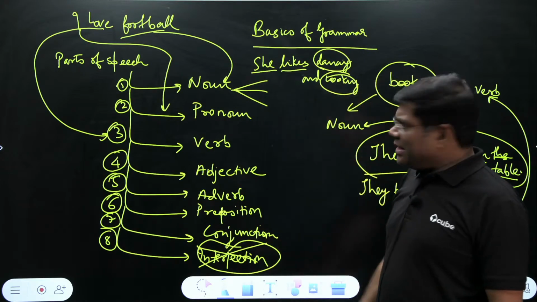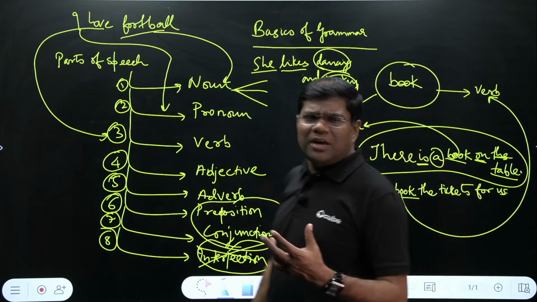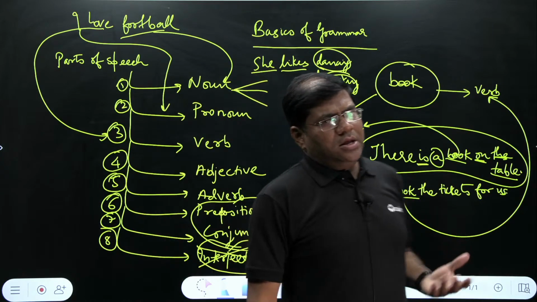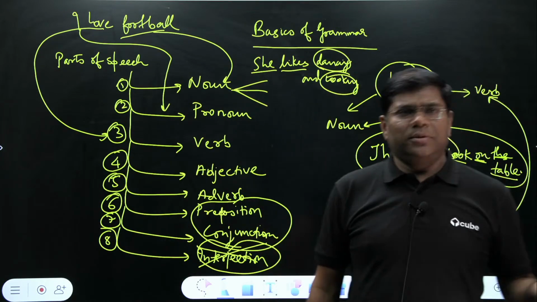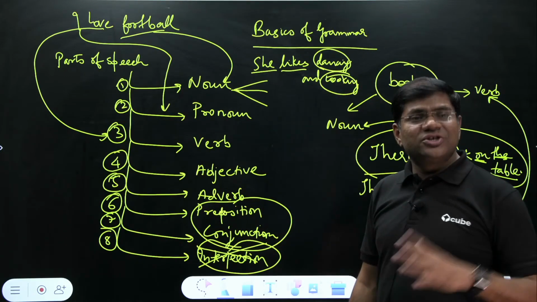Coming to the others, even the prepositions and the conjunctions are not very useful. I mean, prepositions are few and far in number. If you can list all the prepositions, it would not go more than 50. If you list all the conjunctions, it will not be more than 40. So the list and the number of prepositions and conjunctions is limited.